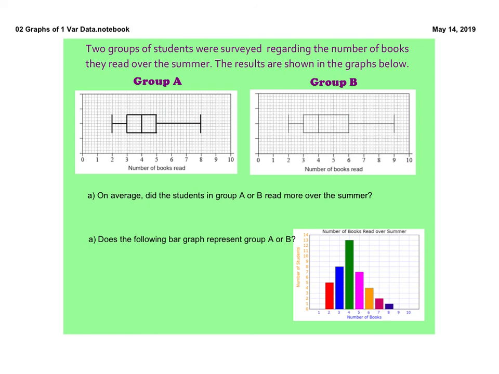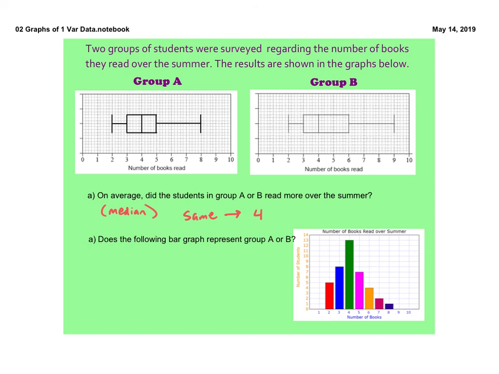And so the first question says, on average, did the students in group A or B read more over the summer? Now, it's a little bit difficult to tell the mean because, again, we don't have the data itself, and the mean on a box and whisker plot is a little bit more difficult to analyze. So what we're looking for here is really the median, because with a box and whisker, that is a central focus. And the median in this case is the same for each one. The median is 4. We can see that line right here for each group A and B, and that would be kind of our focus of where the average is.